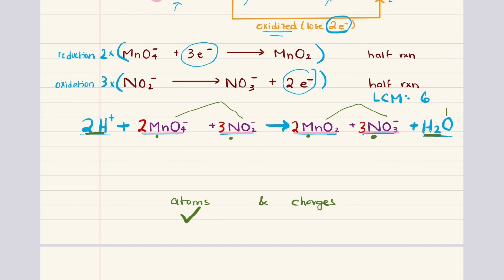Now let's check total charge. On the left, we have 2 permanganate at -1 each.